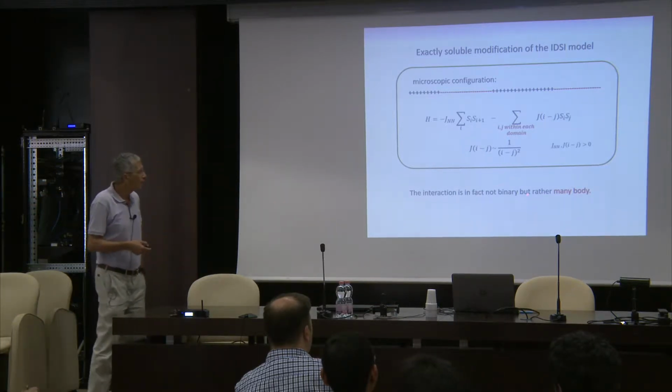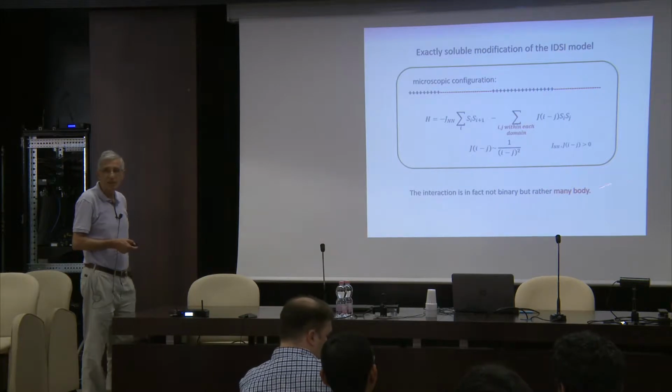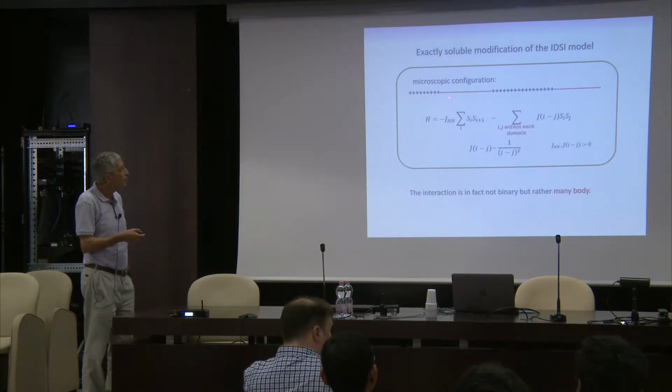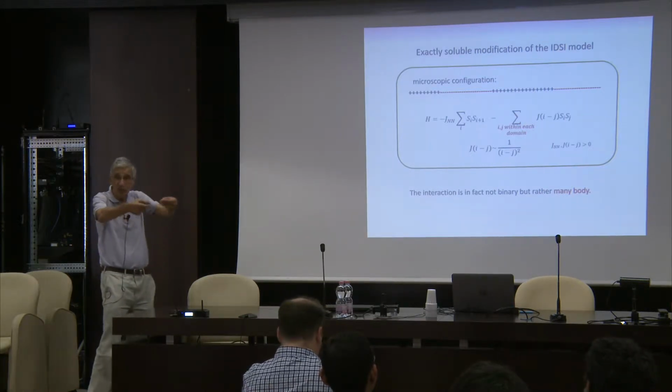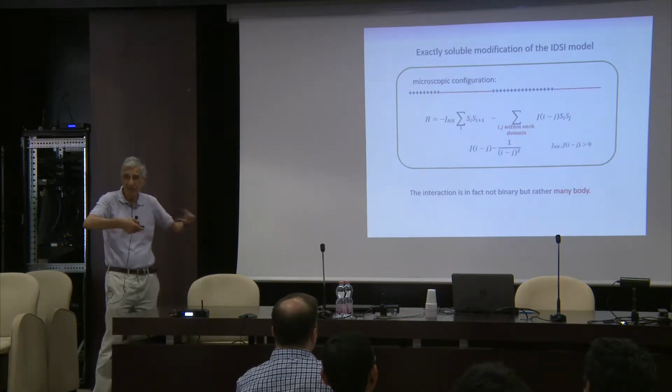Okay. Also, one point to consider: I described this model in words here, but basically it's a many-body interaction. That is, two spins interact depending on whatever the spins in between do. So in fact it's a many-body interaction.